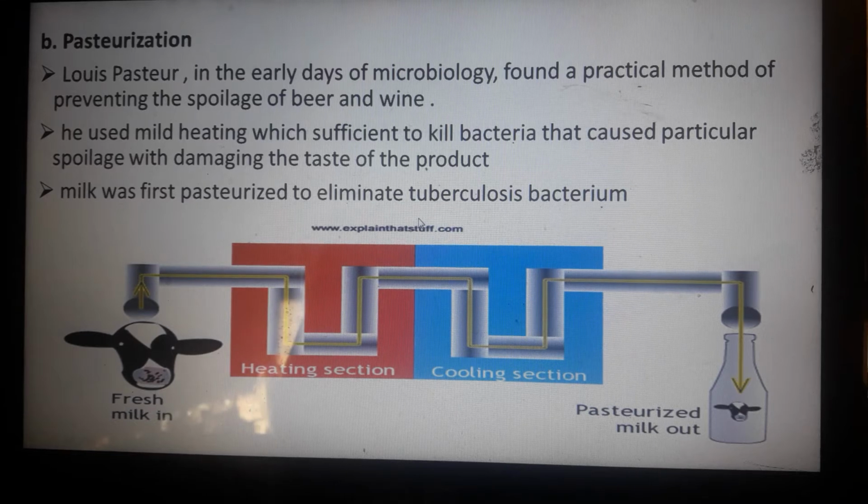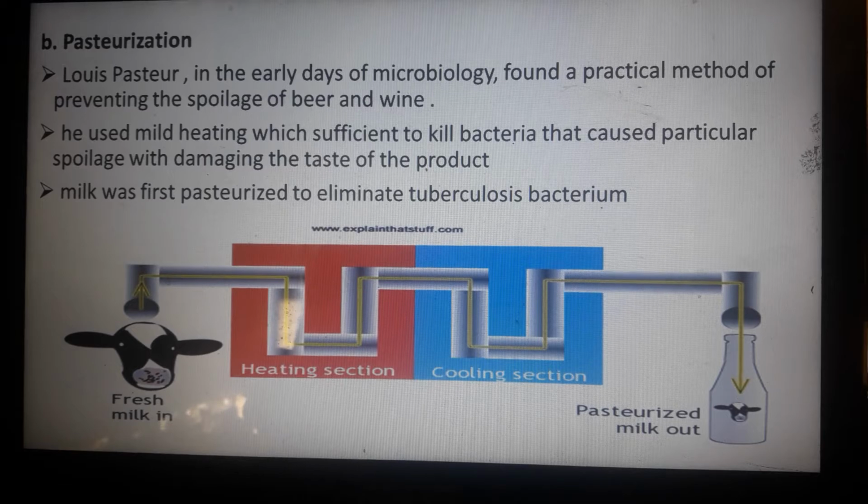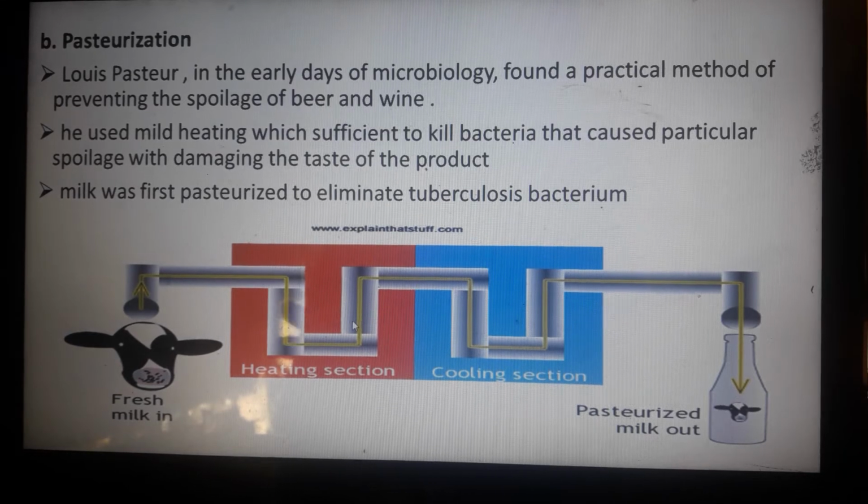Usually, this is pasteurization. So it involves heating. The heating is almost 40 to 50 degrees Celsius. It is not really boiling, because that would already destroy the fats present there. Okay, so if we have milk coming from the cow, there's a heating section and a cooling section, and the product is considered to be pasteurized milk.